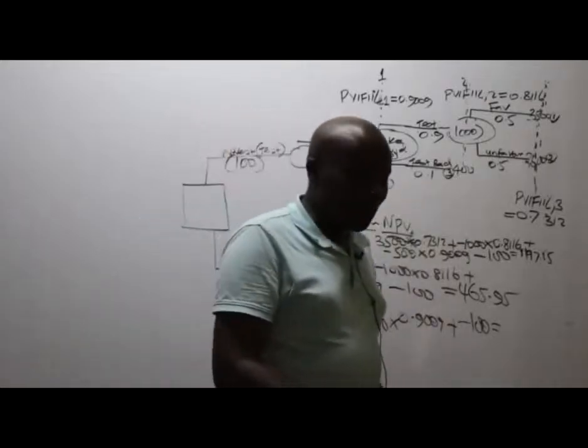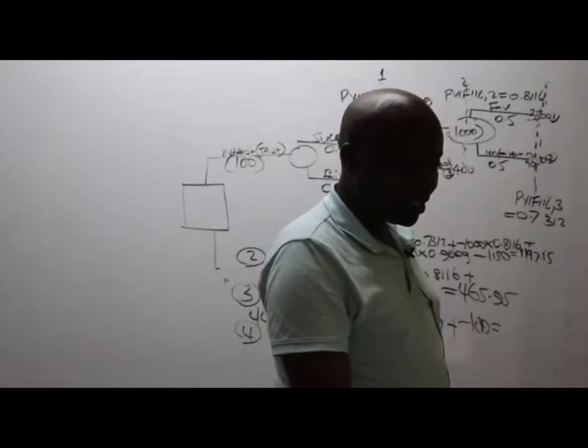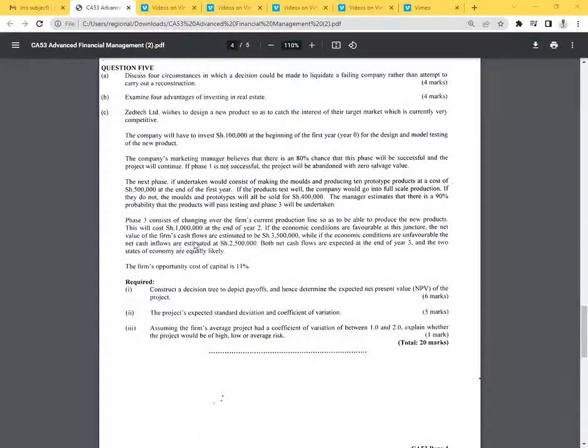If, for example, you're told here, what they have told us here is if you mold. Look at this. They've told us here, the next phase, if undertaken, would consist of making the molds and producing 10 prototype products at a cost of 500,000 at the end of the first year. If the products test well, the company would go into full-scale production. If they do not, the molds and prototypes will be sold at 400.